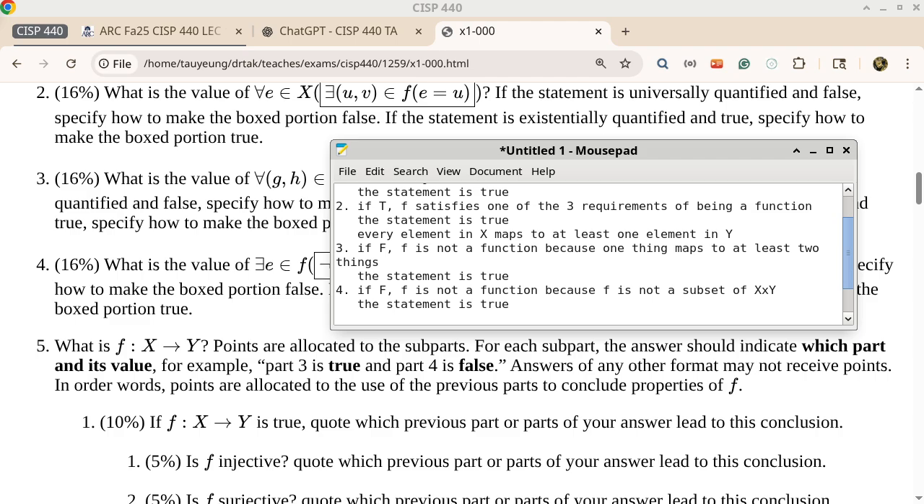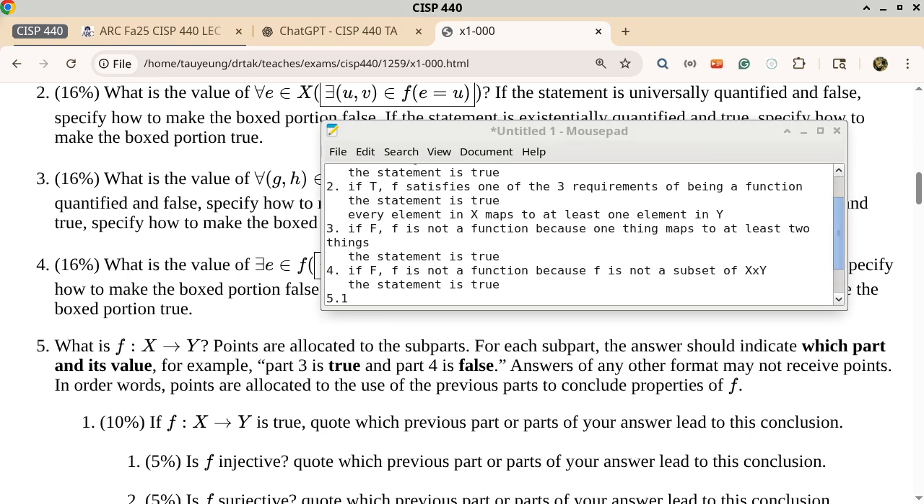So we have to say 5.1, we say it is true. Quote which previous parts or parts of the answer lead to this conclusion. The subtext on top here actually asks which part is true and which part is false, but since I did not really specify that in the practice exam, I'm not going to look for that. For people who did answer that, it's okay, but I would not be looking for it.